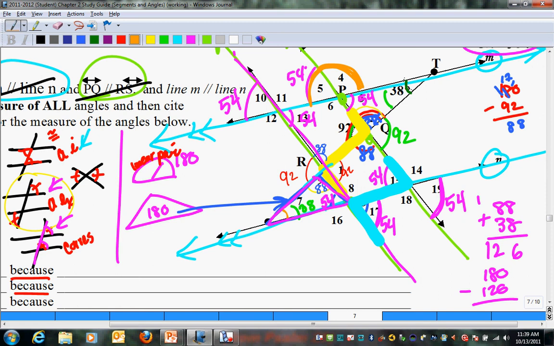Okay, this angle right here is not 45. It's not. Okay, because it's these two that add up to 90. Not that one. You guys know this. This is okay? We'll catch up.